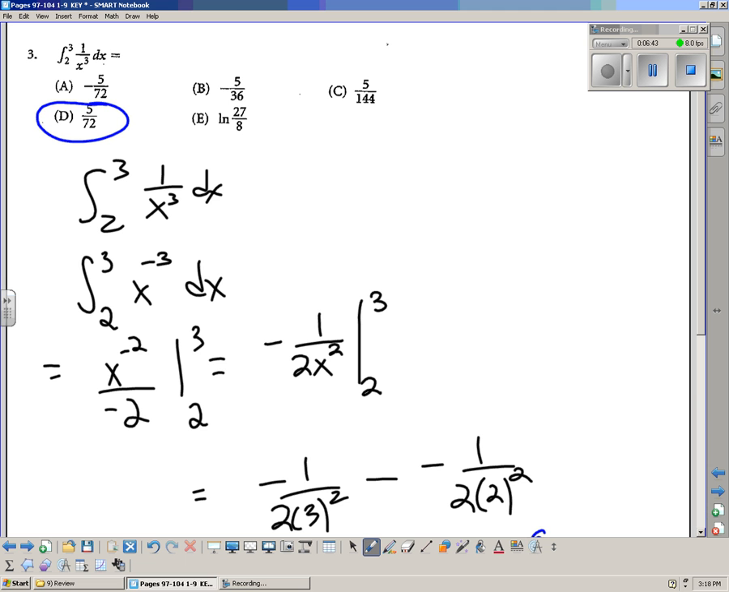And by the way, if you think about the signs here, 1 over x cubed looks like this. So it's above the x-axis. So our integral from 2 to 3 should be a positive 5 over 72 and not a negative 5 over 72, in case anybody was wondering.